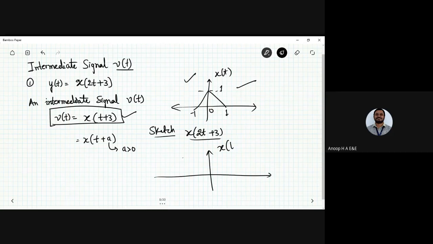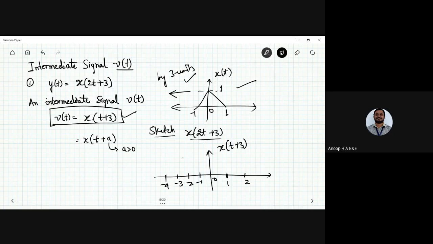X of t plus 3, if I want to write it, what do I need to do? Minus 4, minus 3, minus 2, this is minus 1, 0 and 1, this is 2 there. Now I need to translate the signal towards the left by 3 units. So what do I get? Minus 1 plus 3. It is being moved towards the left there, so it has to move towards the left.